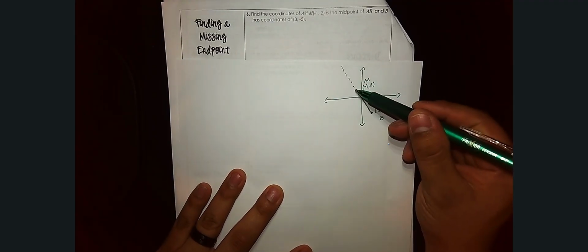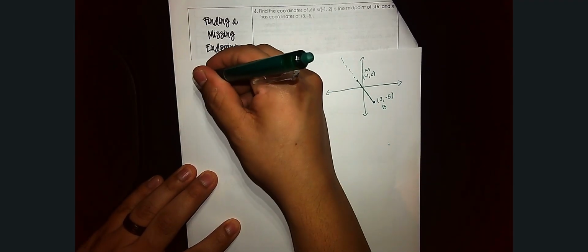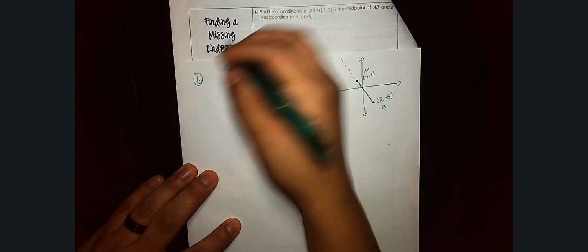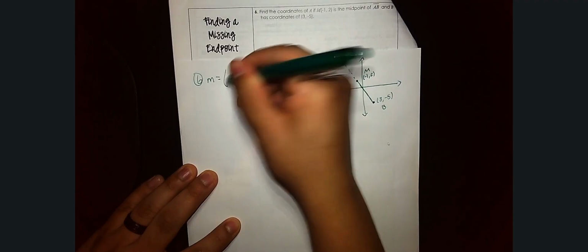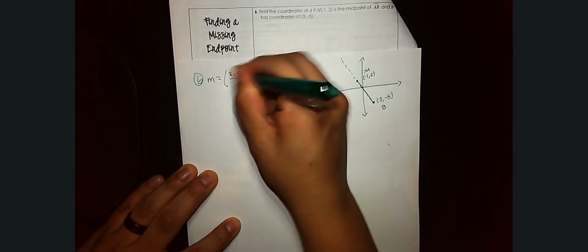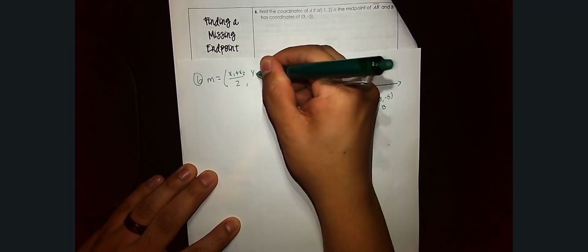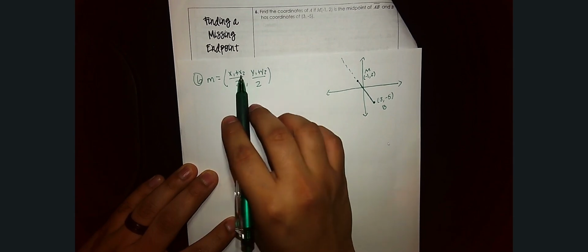It's going to be equal distance from M as much as B is. All right, but how do we do that? I'm here to tell you, you're going to use the midpoint formula to help you find the other endpoint. I'm going to write number 6 here so we don't get lost: the midpoint is equal to x1 plus x2 divided by 2, and y1 plus y2 divided by 2. And remember, the midpoint gives you an xy coordinate.